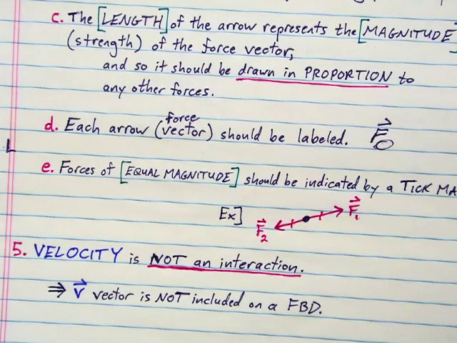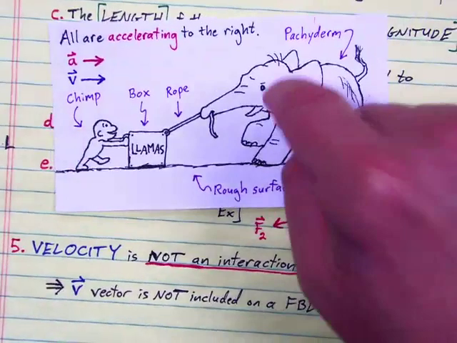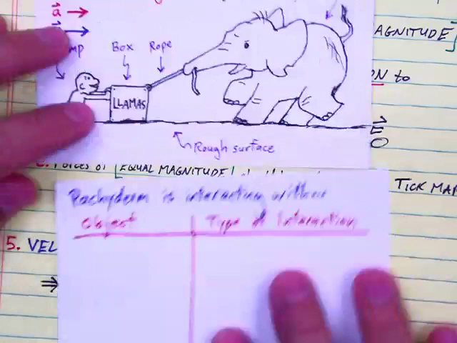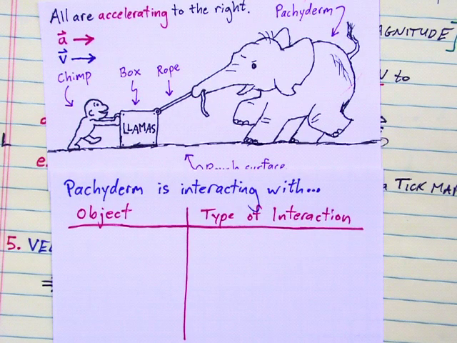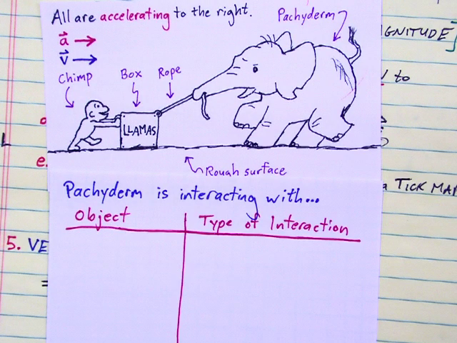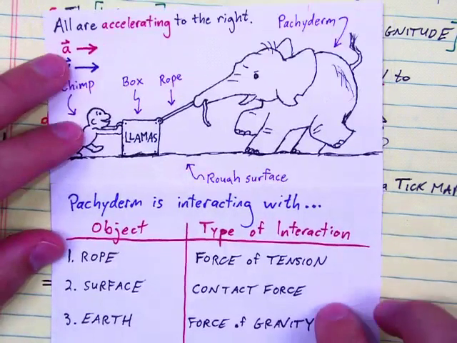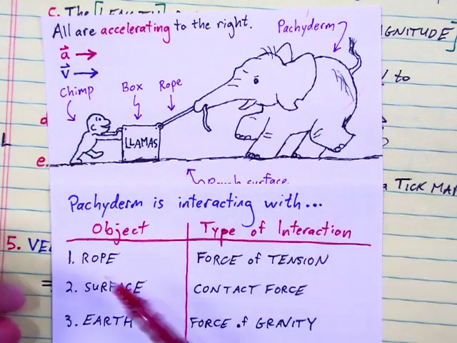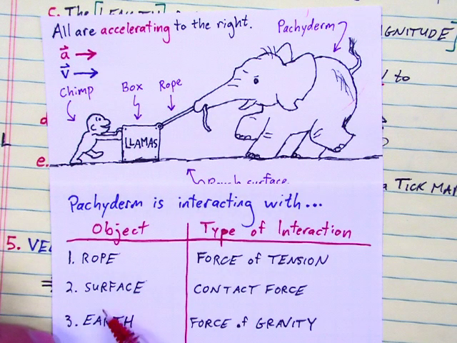All right, one more test case for you. How about, can you draw a free body diagram for that pachyderm right there? Start by cataloging the interactions it's experiencing. Pause the video, write down all the interactions of all the objects the pachyderm is interacting with at this moment. Ready? I count 3 objects the pachyderm is interacting with: the rope that it's touching, the surface that it's touching, and the planet Earth pulling down on it.